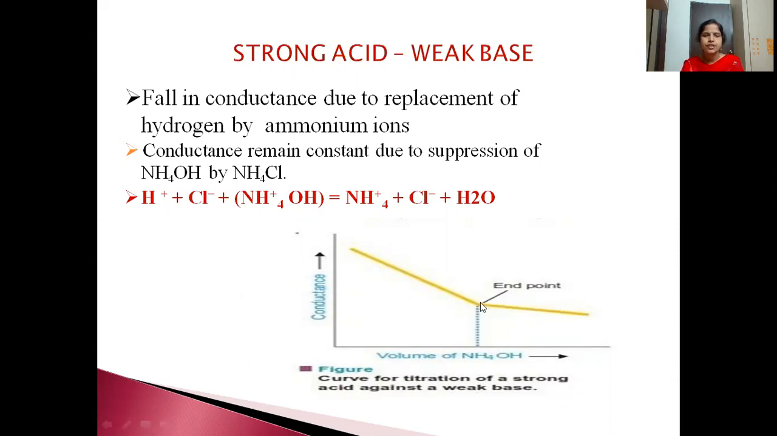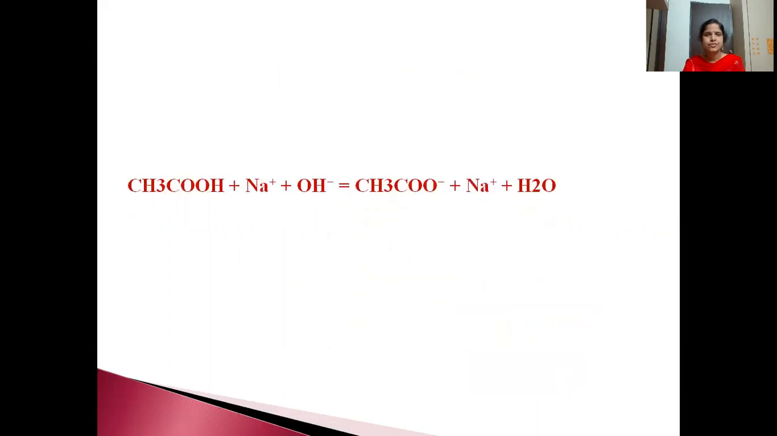And the point where these two lines meet is here. And if we draw a perpendicular onto the x-axis, that gives the volume of base which is required to neutralize the acid.